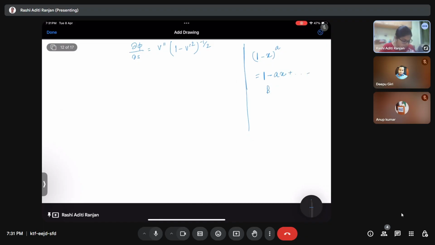This is binomial expansion. Okay, so when I apply the binomial expansion over here, what is going to happen? I'm going to get del phi del s. It's going to be v double dash 1 minus 1 by 2.